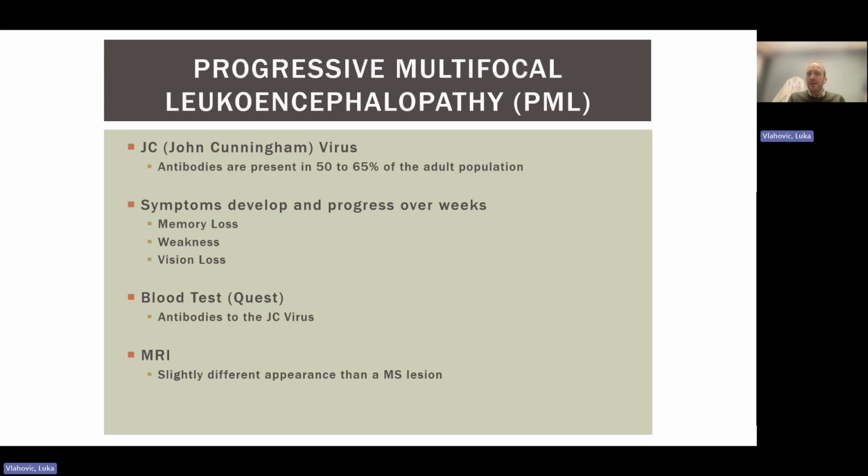PML stands for progressive multifocal leukoencephalopathy, and it is essentially an infectious disease of the central nervous system caused by a virus called JC virus. It is widely prevalent in the general population, present in about half, or a little above half, of people. As long as the immune system is adequate, it is completely indolent. It can be present usually in lymph nodes or sometimes in kidneys and be completely harmless.